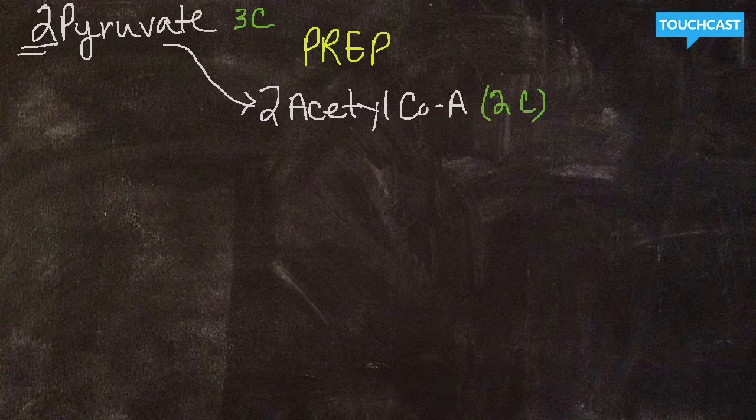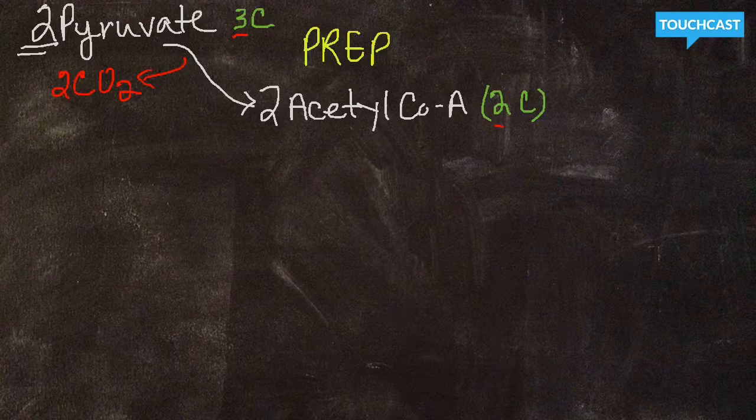So for every molecule of glucose, the prep step and the Krebs cycle or the citric acid cycle are going to occur 2 times. You'll notice that we lose carbons because we go from a 3-carbon molecule to a 2-carbon molecule, and we are going to show that as 2 molecules of carbon dioxide are lost.